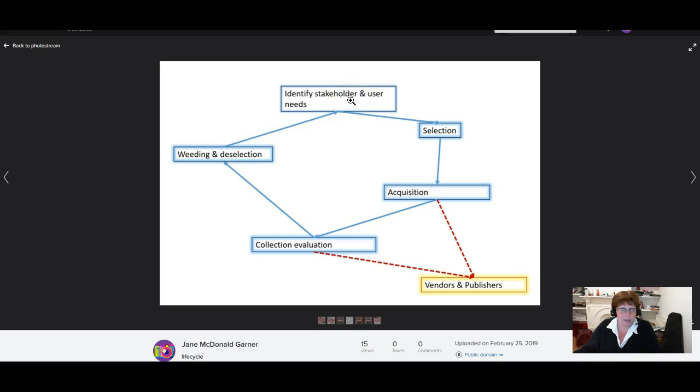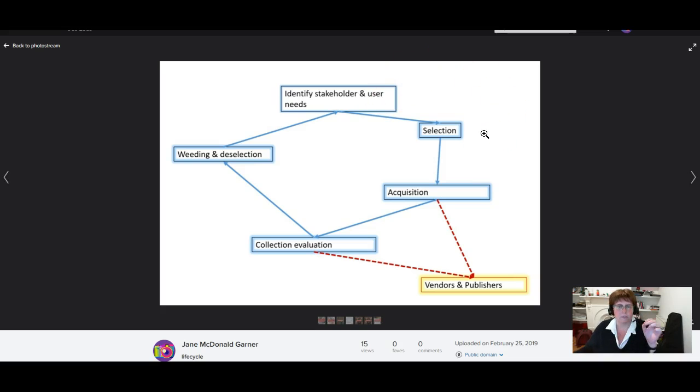So what we've done so far, just to recap, we have worked out that we need to know who our users and our stakeholders are and what their needs are in terms of what the collections that we are building can do to support them. So who are our people? What do they want our collections to have in them? That's the first step we need.